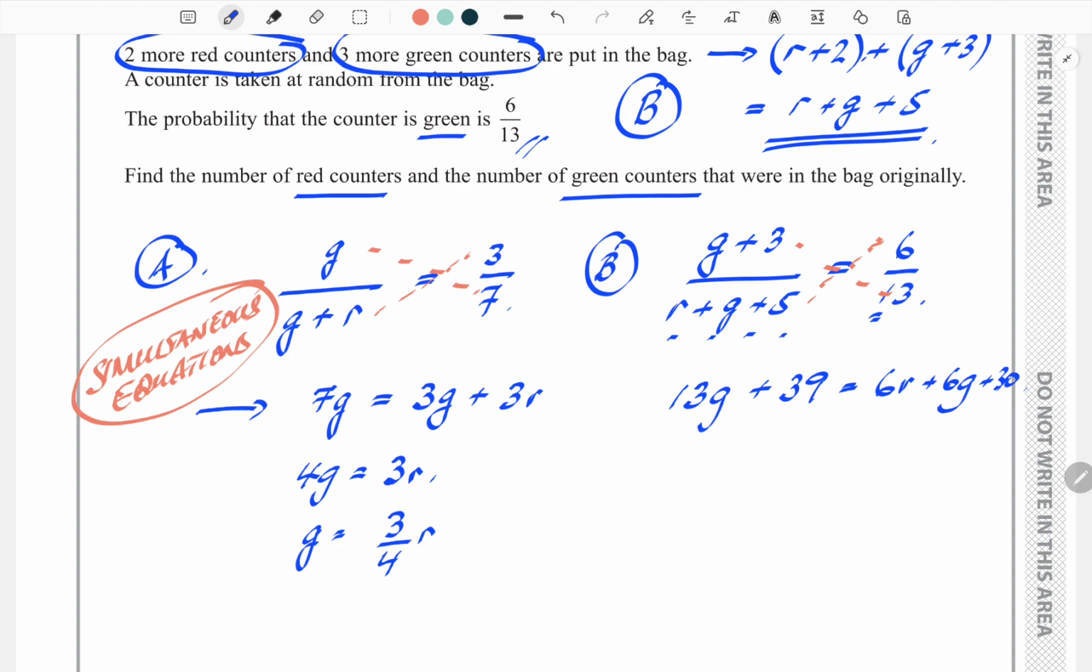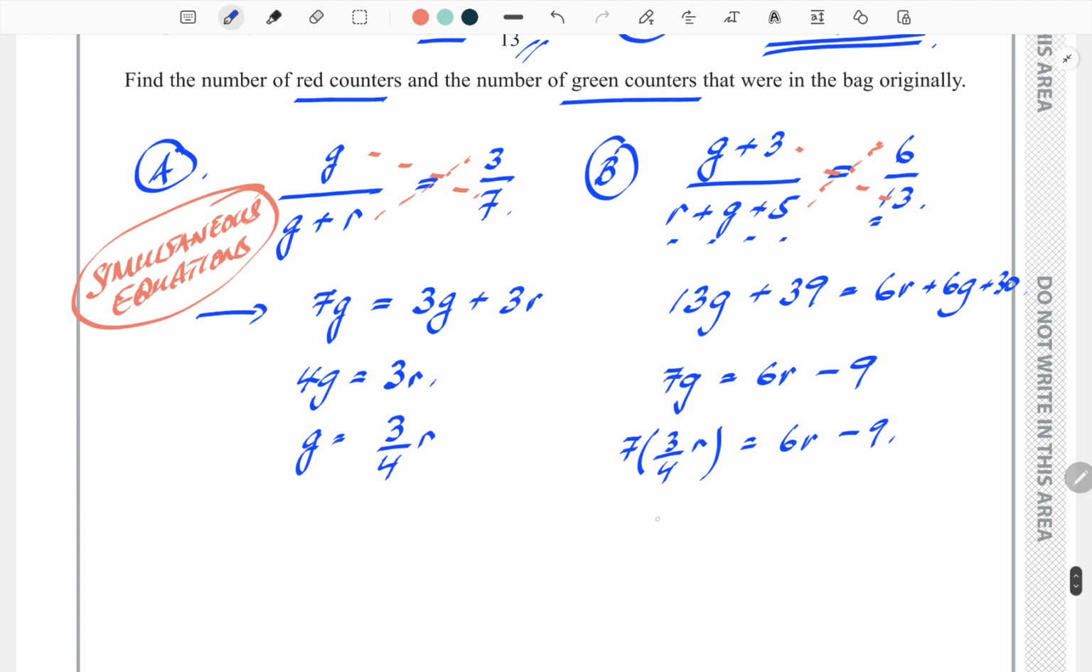And if we rearrange that now, instead of what I did earlier on by missing out that 1 there. So, excuse me, 13G. Let's put that there, shall we? So 13 minus 6, 7G there. And put 6R. That's as it is. And you can have a minus 9 there on that side. All right. So remember, G is 3/4 of R. So 7 times 3/4 of R, 6R minus 9.